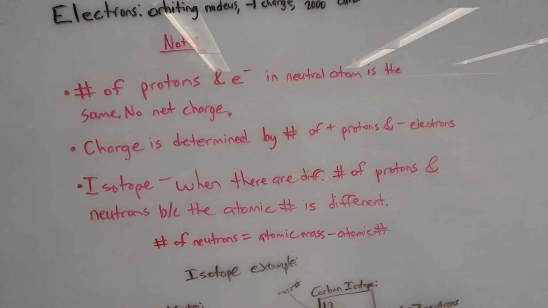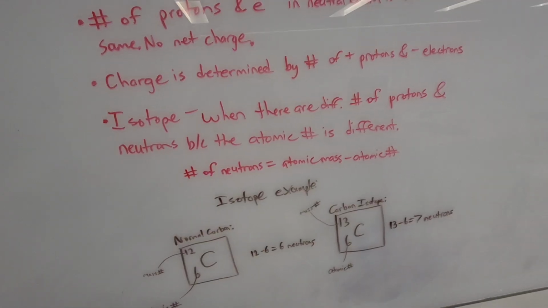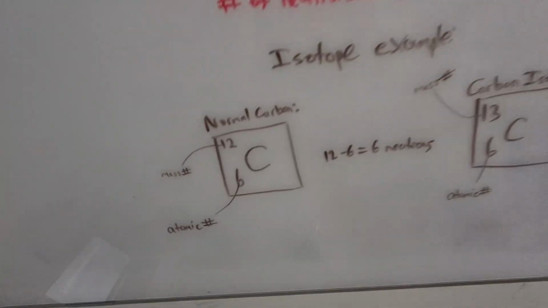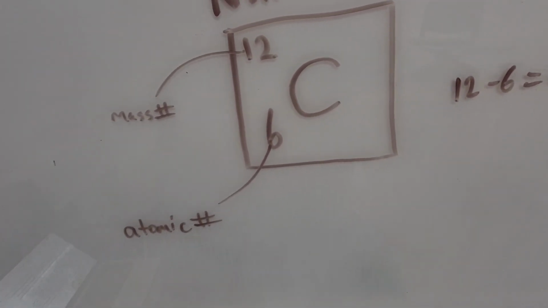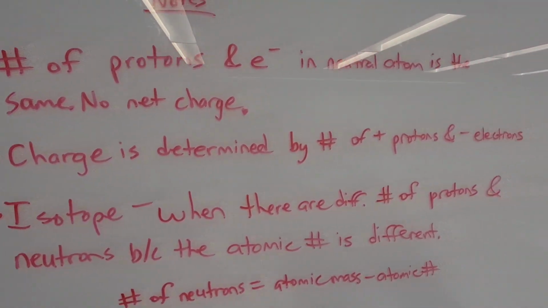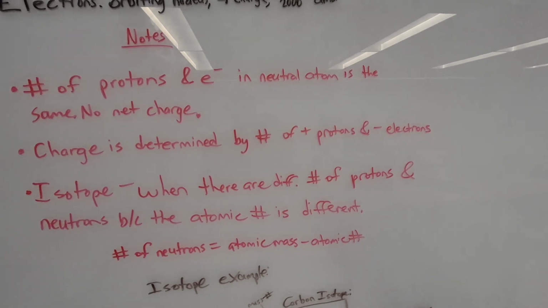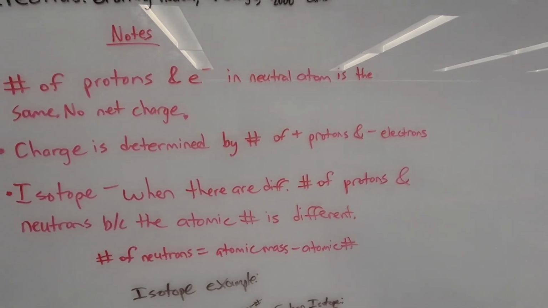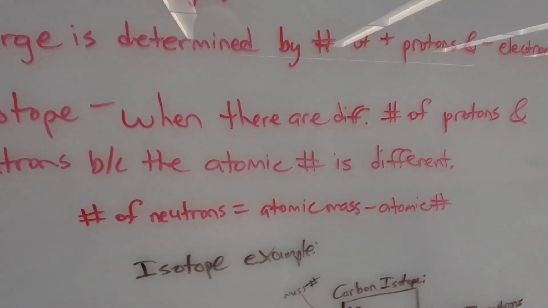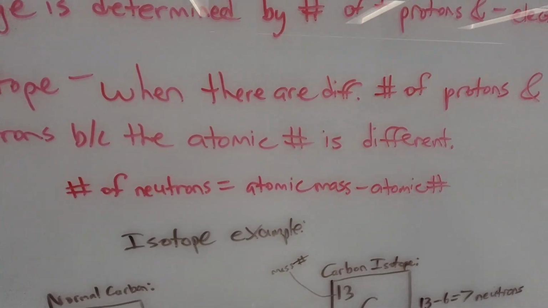The number of protons and electrons in a neutral atom is the same, and when they're the same, there's no net charge. So, for example, let's take a normal carbon. It's got 6 protons. There will be 6 electrons traditionally. And the charge is determined by the number of protons and electrons. An isotope is when there are different numbers of neutrons, because the mass number is different. And the way that you calculate the number of neutrons is you do atomic mass minus atomic number.